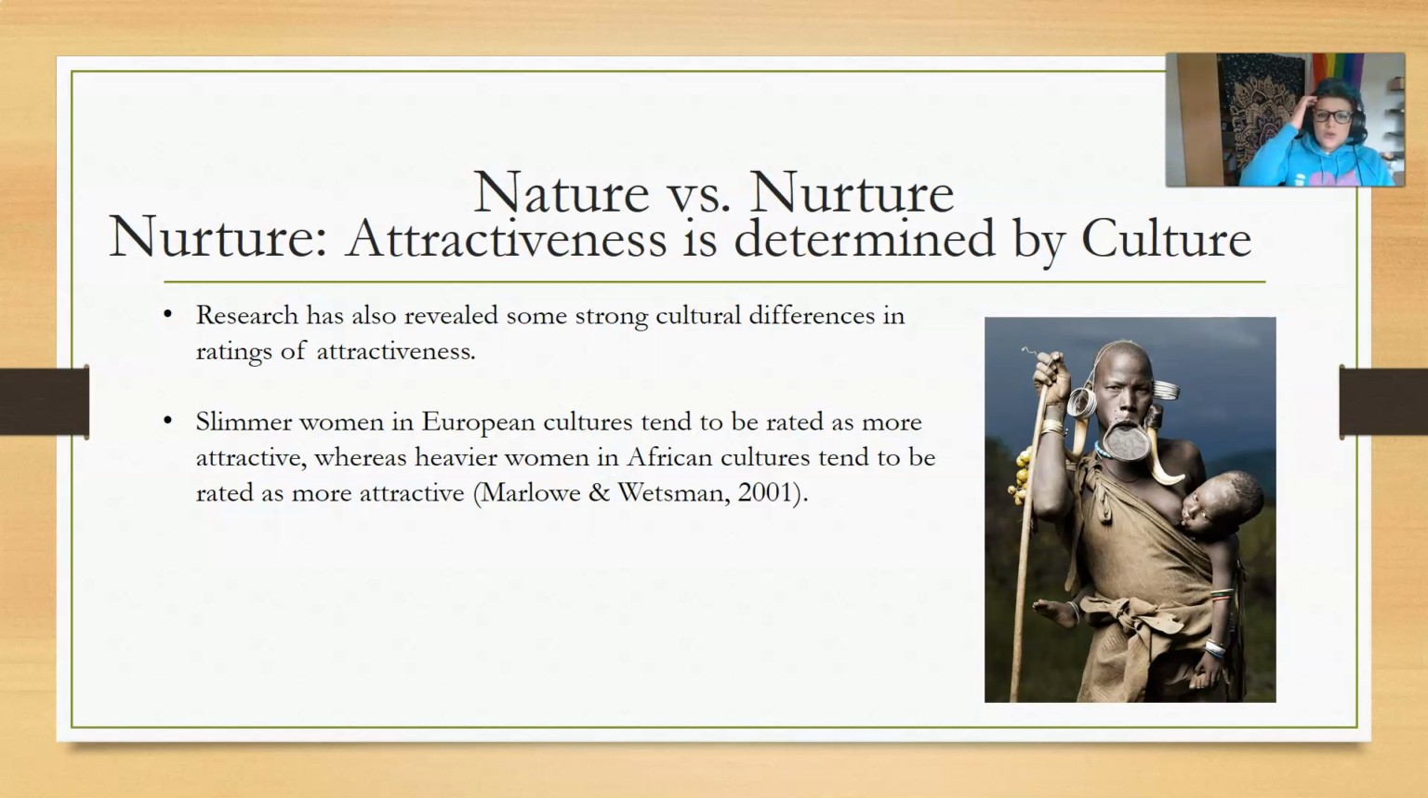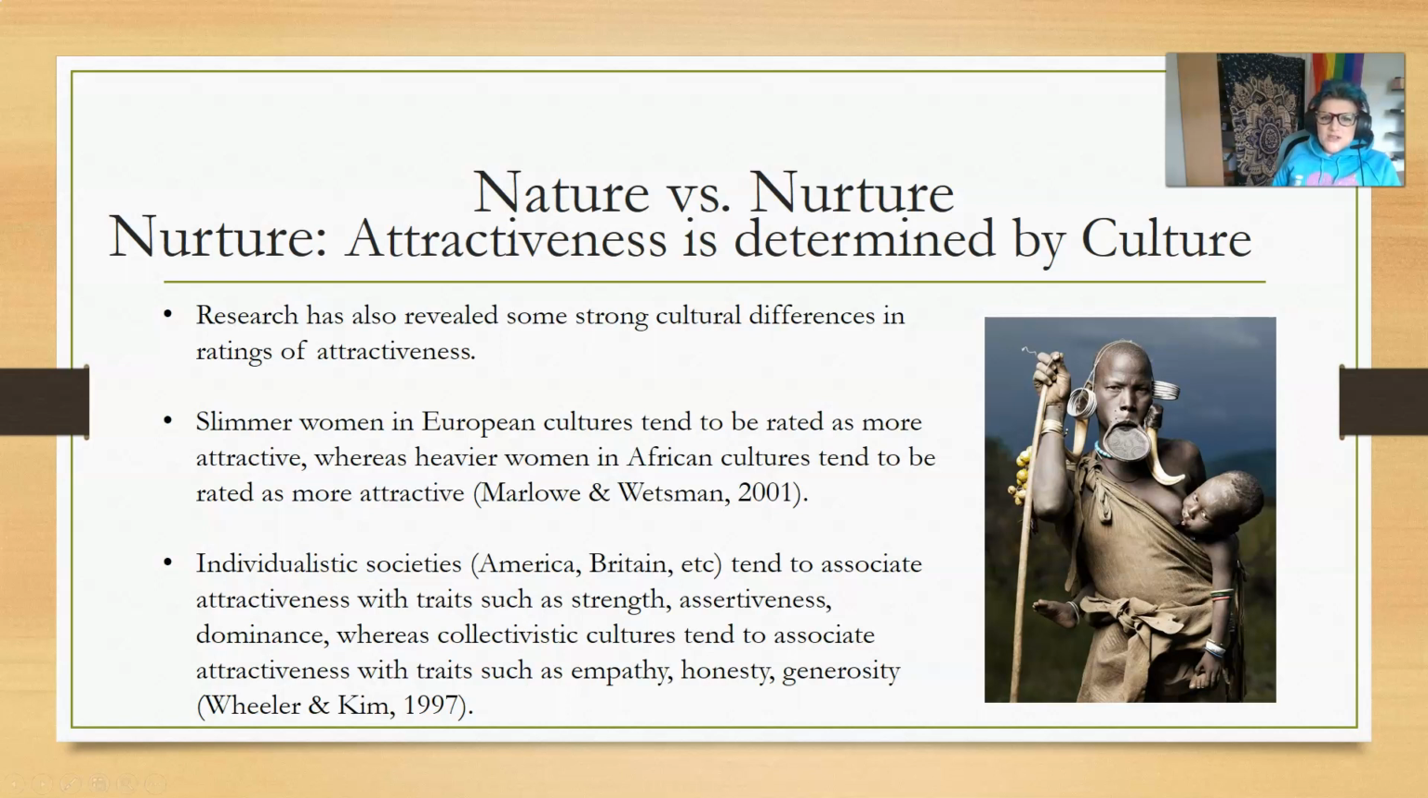Research has also revealed some strong cultural differences in ratings of attractiveness. As I was saying before, slimmer women in European countries tend to be rated as more attractive, whereas heavier women in African countries tend to be rated as more attractive. I'm actually from a Latino family, and being very skinny would be considered not very attractive at all in Venezuela. And in fact, I've got a cousin who's a very successful model, and she would probably be in the UK about a size 12 to a 14, which is considered very attractive in Venezuela, whereas in the UK, 12 to a 14 would be considered plus size, which is again not unattractive by any stretch at all, but considering it to be plus size possibly indicates that it doesn't fall within the remit of what would be expected in your average magazines.